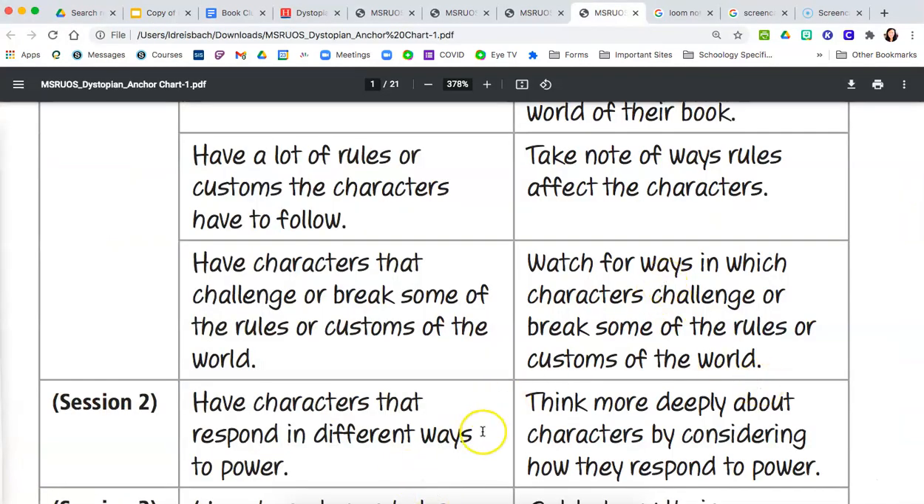So one of those different modes of control or power is in charge of the society in your story. First, figure out which it is. Then, figure out how your character or characters respond to that control and that power.